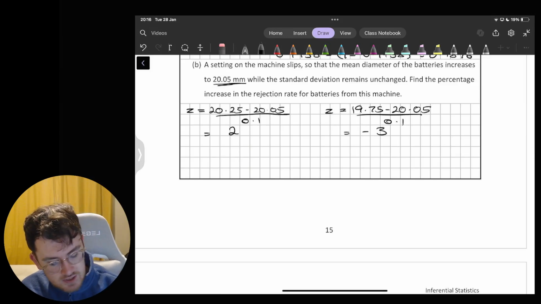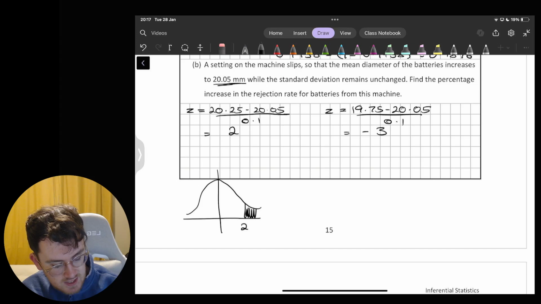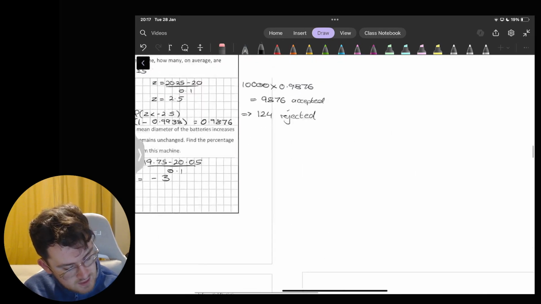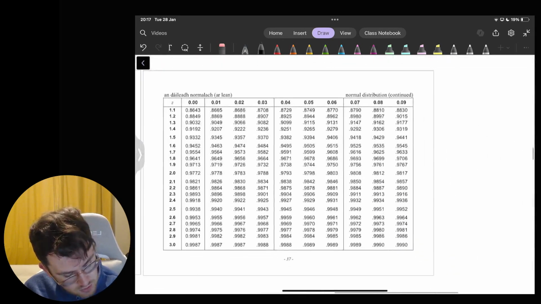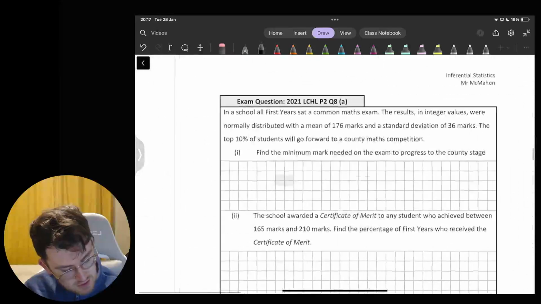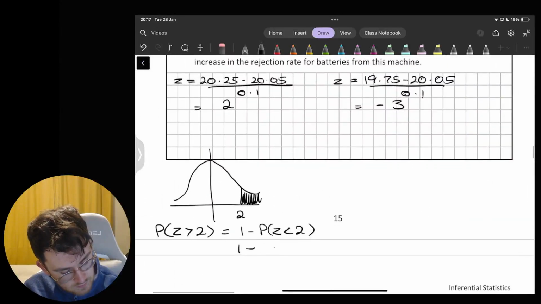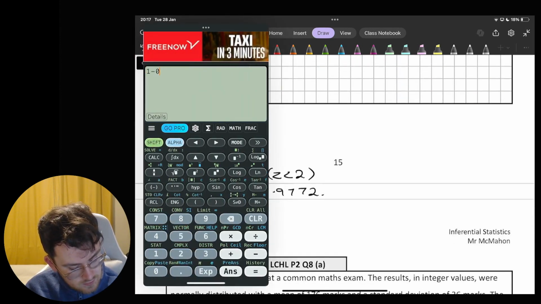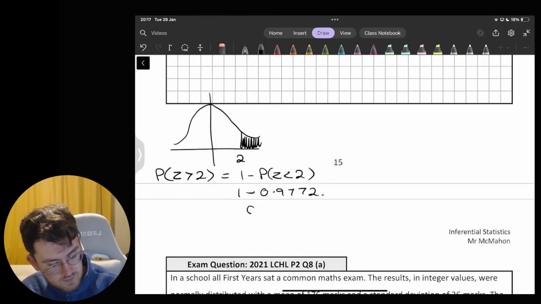So let's look at the specific cases this time, because we're focusing on rejection. 2 is here. I'm rejecting if it's in this region here. So the probability that z is greater than 2 is 1 minus the probability that z is less than 2, which is 1 minus, let's look for 2 here, 0.9772. That gives me 0.0228.